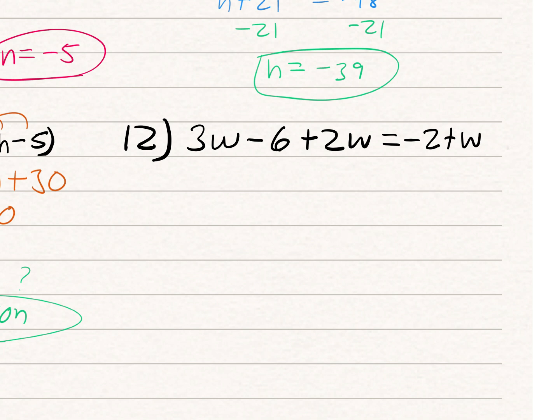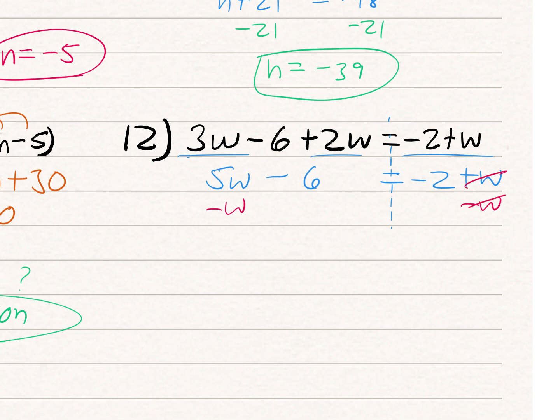So we're going to combine like terms. Check on either side of the equal sign. -2 plus w, can you do anything to that? No, right? But can you do anything on the other side? You can combine 3w and 2w. So it's going to become 5w minus 6 equals negative 2 plus w. And then you want to get the w's on one side, the constants on the other. All right, so let's subtract this w.